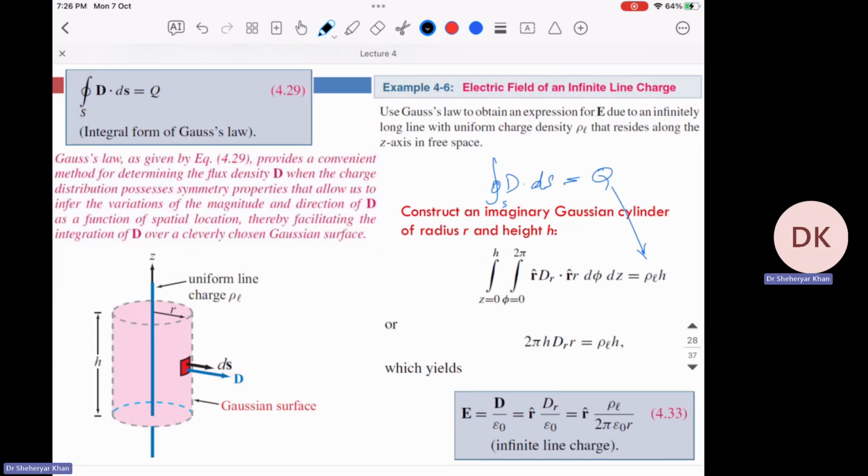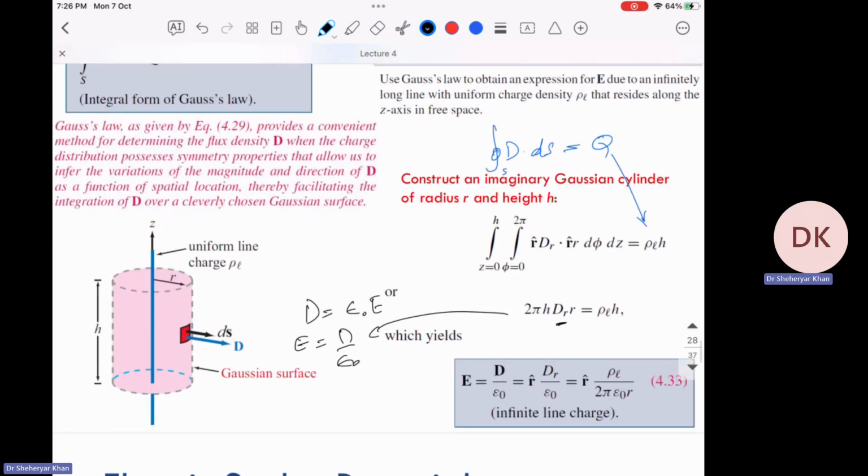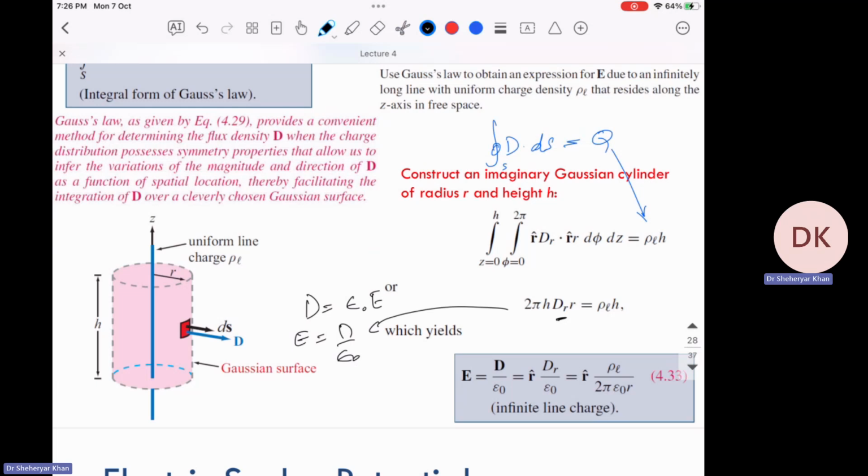So for the electric field, we know that D is equal to epsilon naught E. So E is equal to D over epsilon naught, right? So put the value of D from this equation into this equation, and you can easily find the value of E. Now, this is the electric field of a line charge density. So if you know the charge density of a conductor, you can compute the electric field, right?